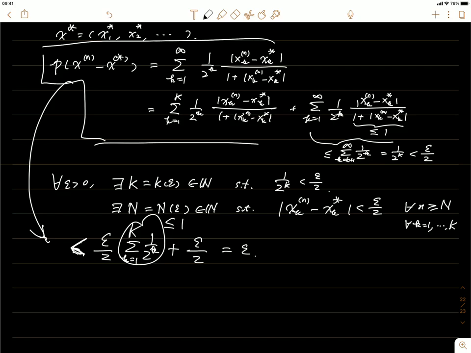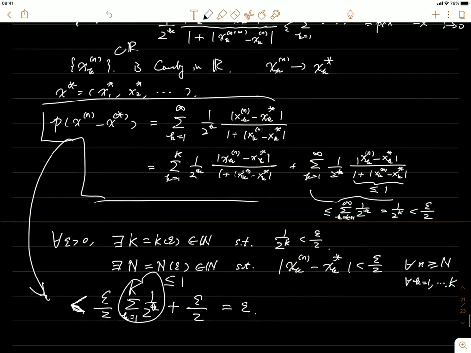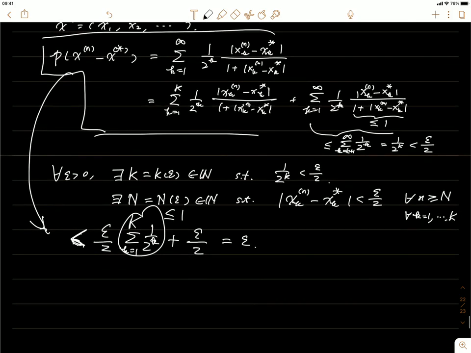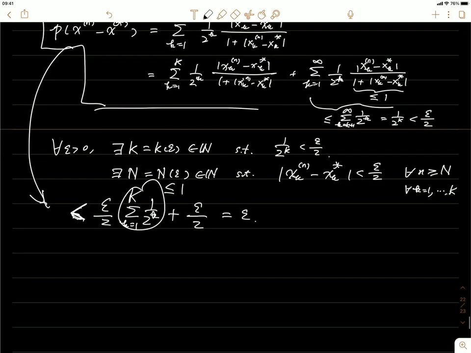Okay, so we show that for any epsilon, there exists some n large enough such that this is less than epsilon. So that shows that xn converges to x star. And it's also easy to show that x star is inside the space. We can always do this at the last step, where we have the p of x star.